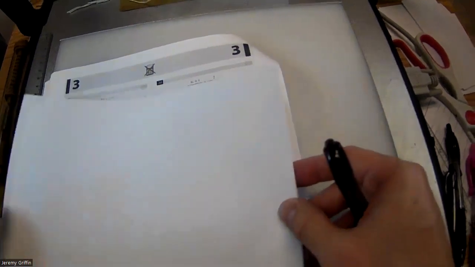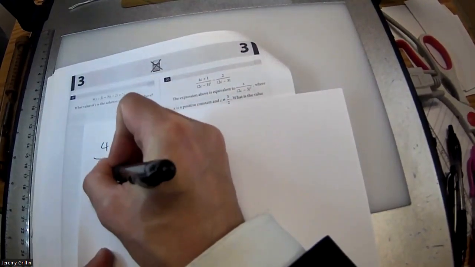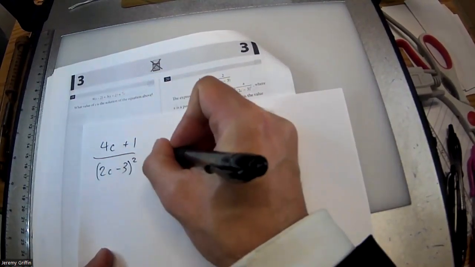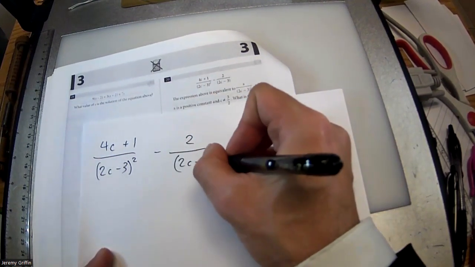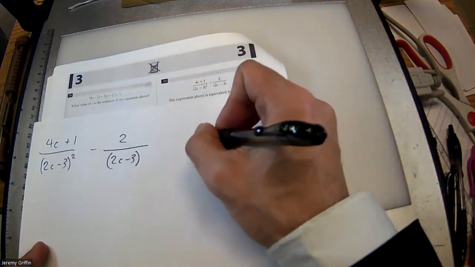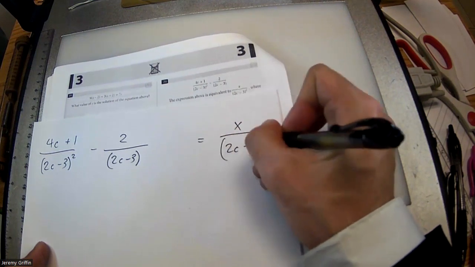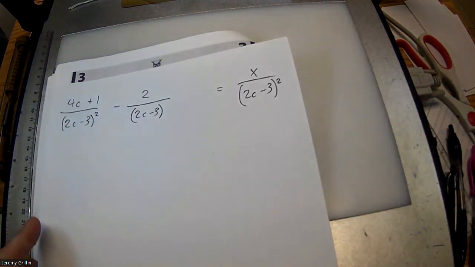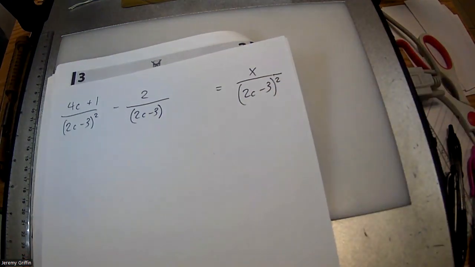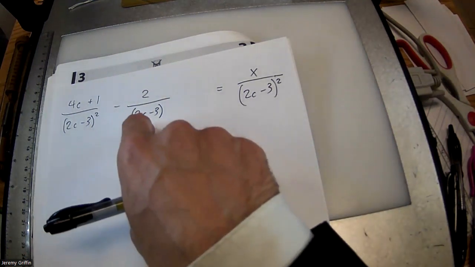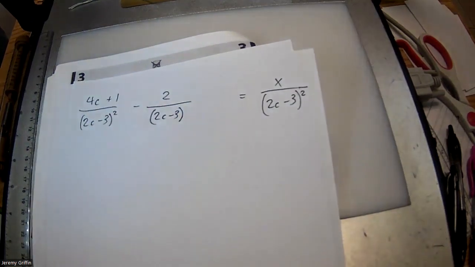Okay, let's just solve for x. So we got 4c plus 1 on 2c minus 3 quantity squared minus 2 over 2c minus 3. Okay, just that. I'm going to leave a space and then equals x over 2c minus 3 quantity squared. Right? Is that true? Now, if you want to add or subtract fractions, you have to have a what? Common denominator. Ooh, it's almost set up that way. It wants to be 2c minus 3 quantity squared, doesn't it?